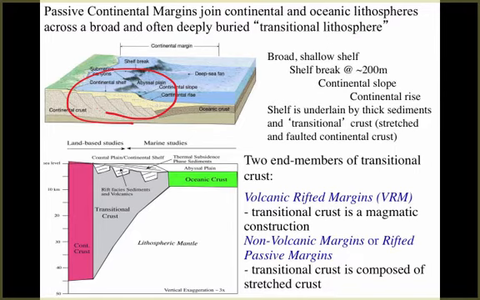Now we have two end members of this transitional crust. We have volcanic rifted margins, where the transitional crust is underlain by magmas, and it's made up of magmatic intrusions, versus a non-volcanic rifted margin or a rifted passive margin, where the transitional crust is comprised of stretched crust and magma plays a much more minor role.